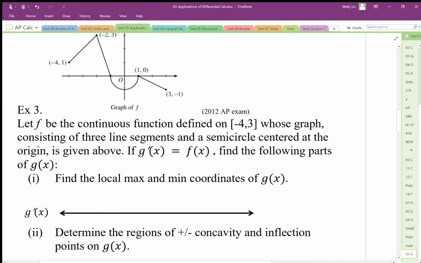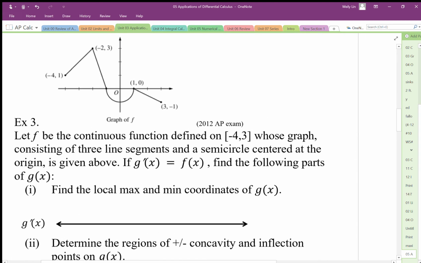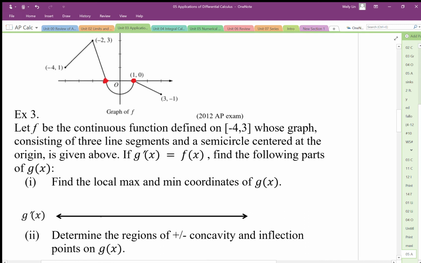Okay, so let's take a look at this. f is a continuous function consisting of 3 line segments plus a semicircle in the middle. And this graph, f of x, is the derivative of g. So find the local min and max coordinates of g. What we want for the min and max coordinates is to know where the slope is equal to 0, or where the derivative graph is equal to 0. So the derivative graph is equal to 0 at -1 and also +1.